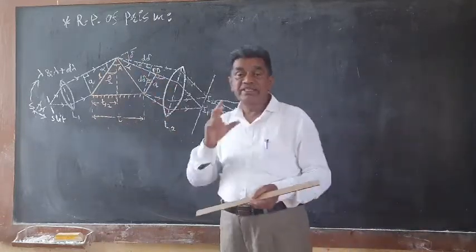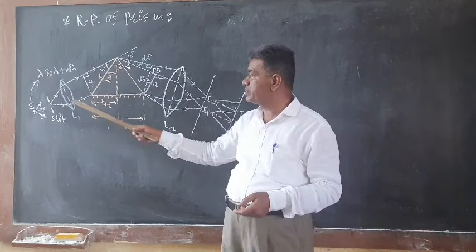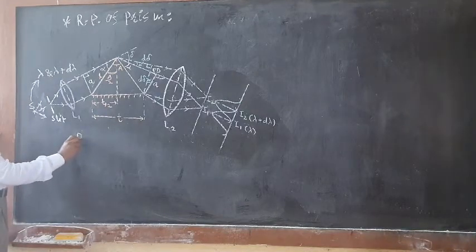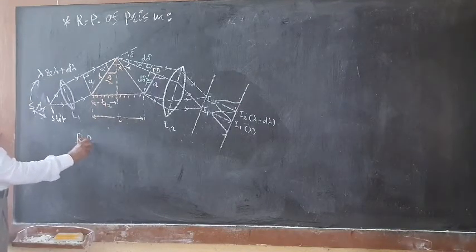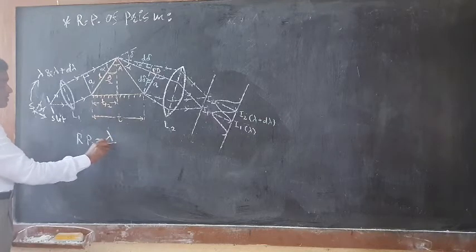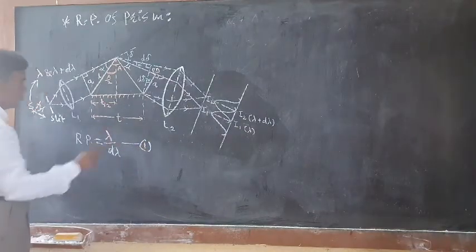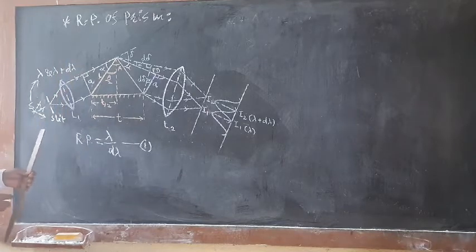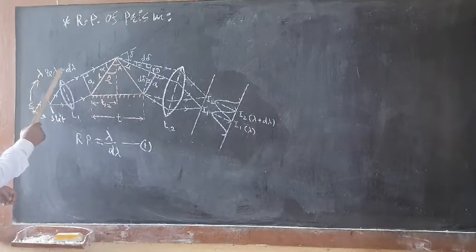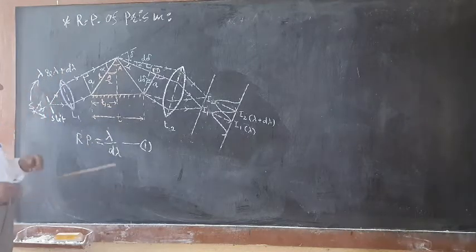Now the resolving power, RP, of a prism is defined as the ability of the prism to produce separate images of two nearby wavelengths, lambda and lambda plus d lambda. Mathematically, RP is equal to the average wavelength, lambda, divided by the difference in wavelength, d lambda. Let this be equation number 1. So the RP of a prism or grating is lambda divided by d lambda. Lambda is the average wavelength of the two wavelengths, lambda and lambda plus d lambda, and d lambda is the difference between the two wavelengths.